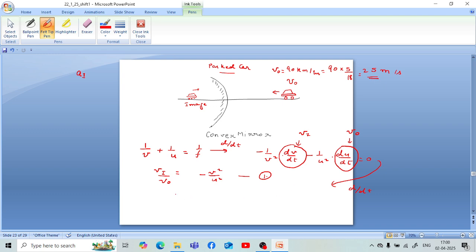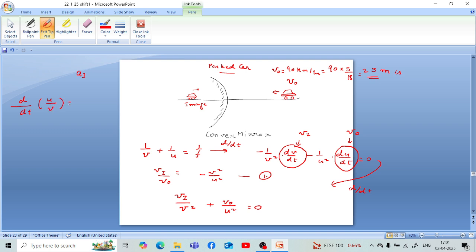Now writing this equation in the form of v_i and v_o, it becomes v_i/v² + v_o/u² = 0, where v_i is the velocity of the image, v_o is the velocity of the object, v is the position of the image, and u is the position of the object. Now to differentiate this equation, first of all, we have to remember the expression of the derivative which is in the form of a ratio.